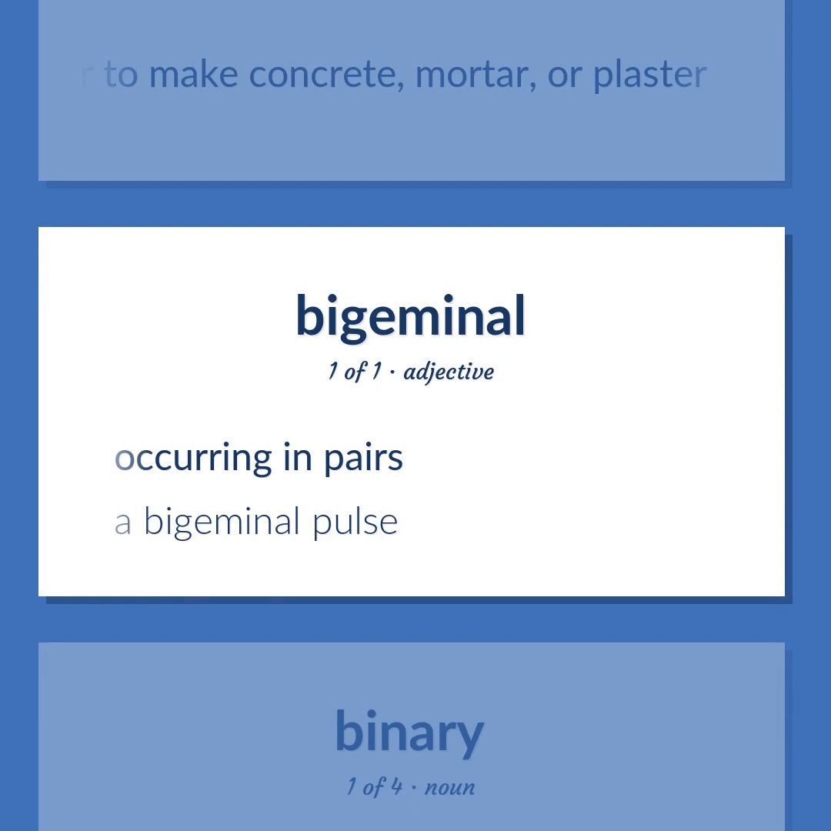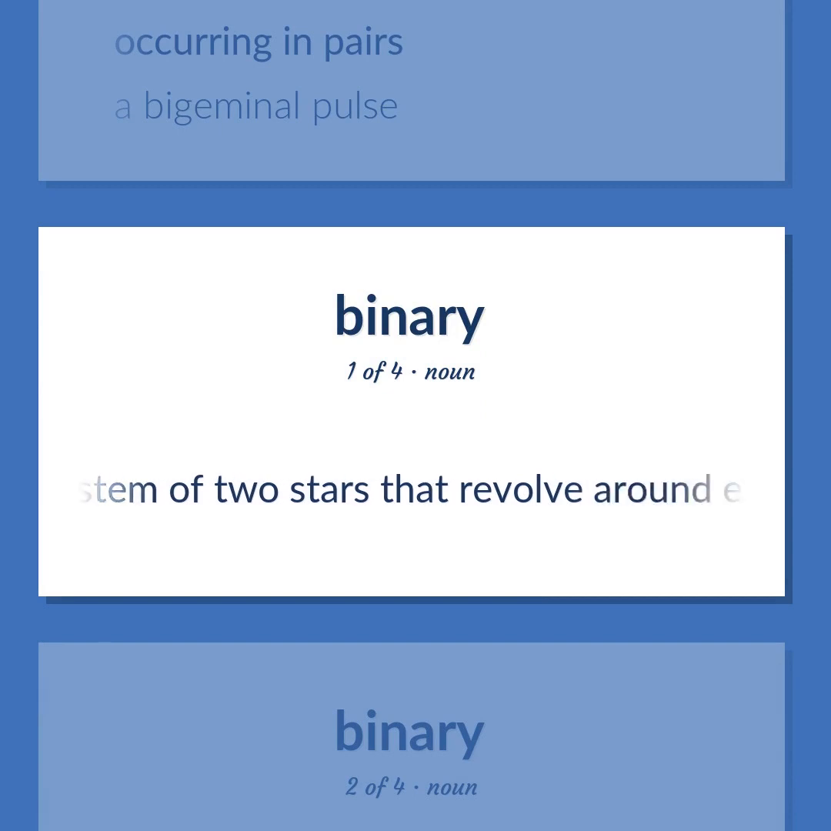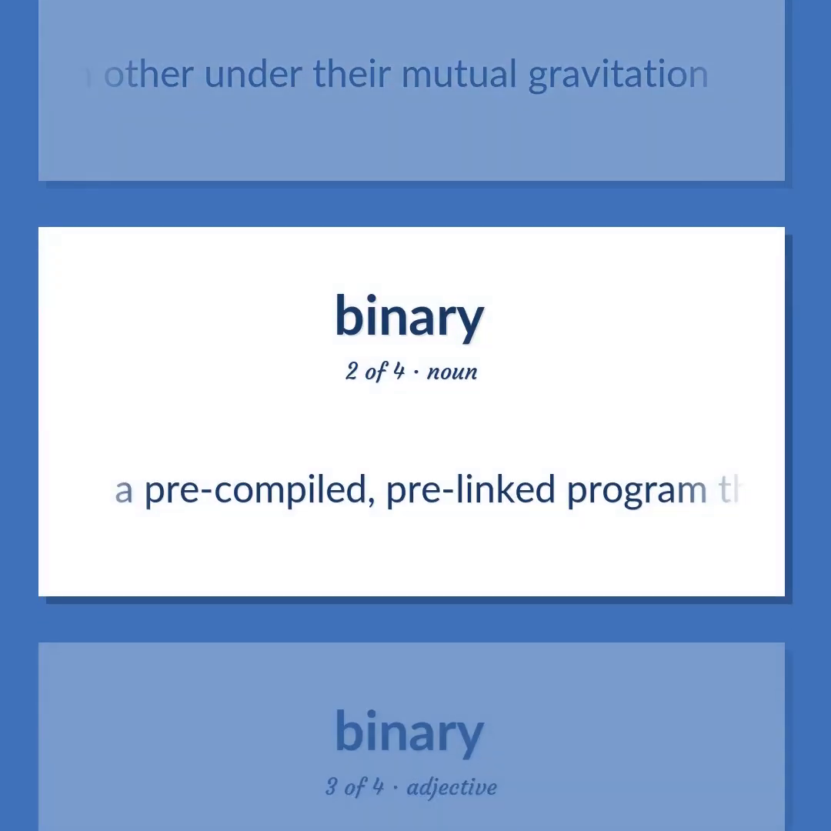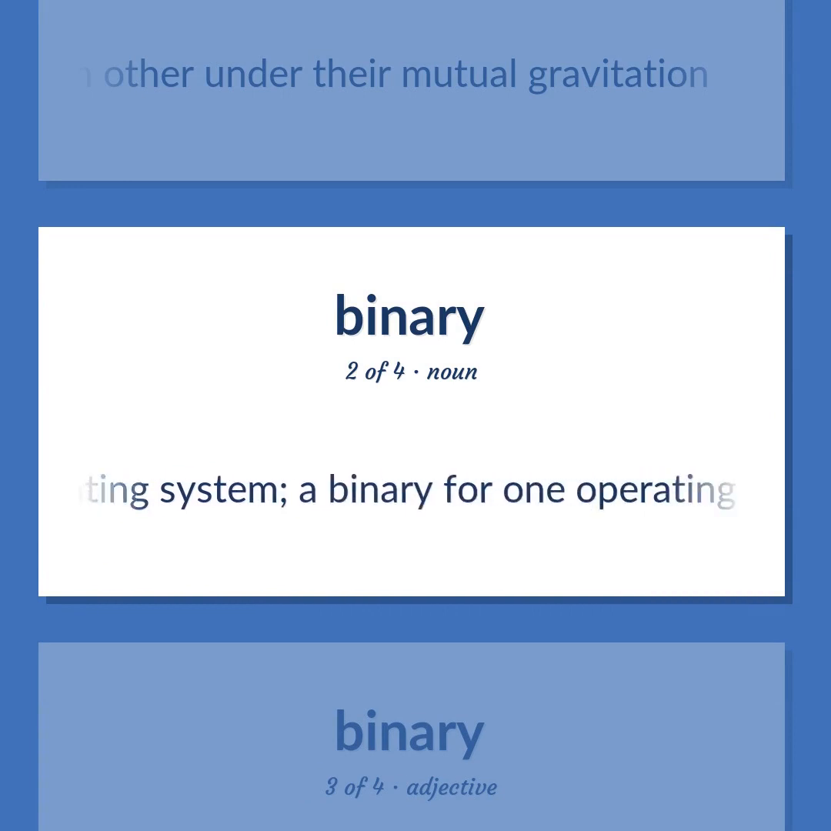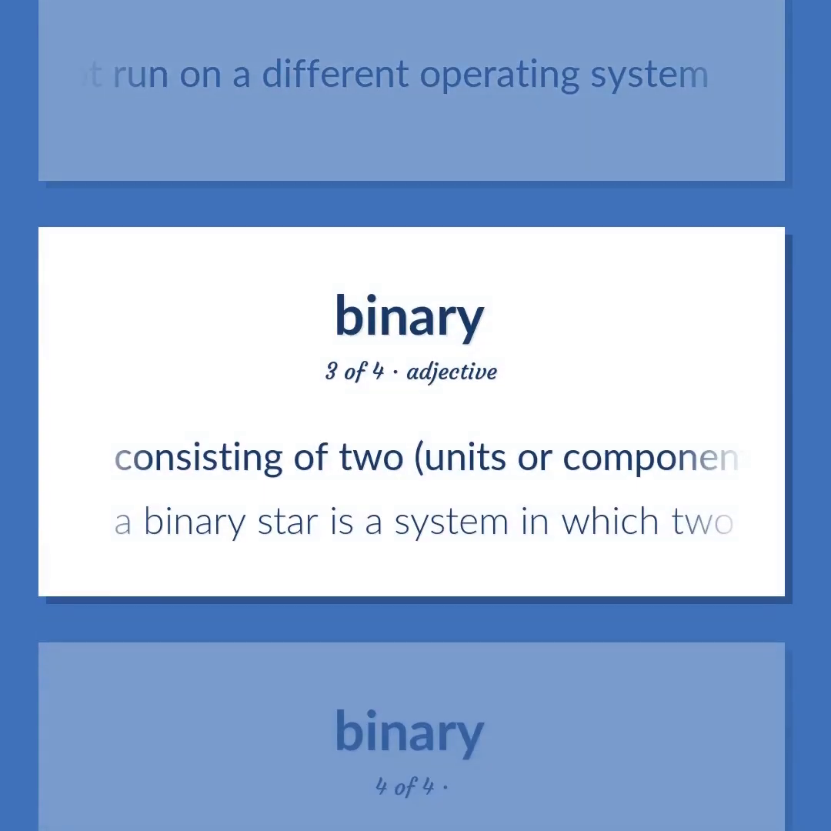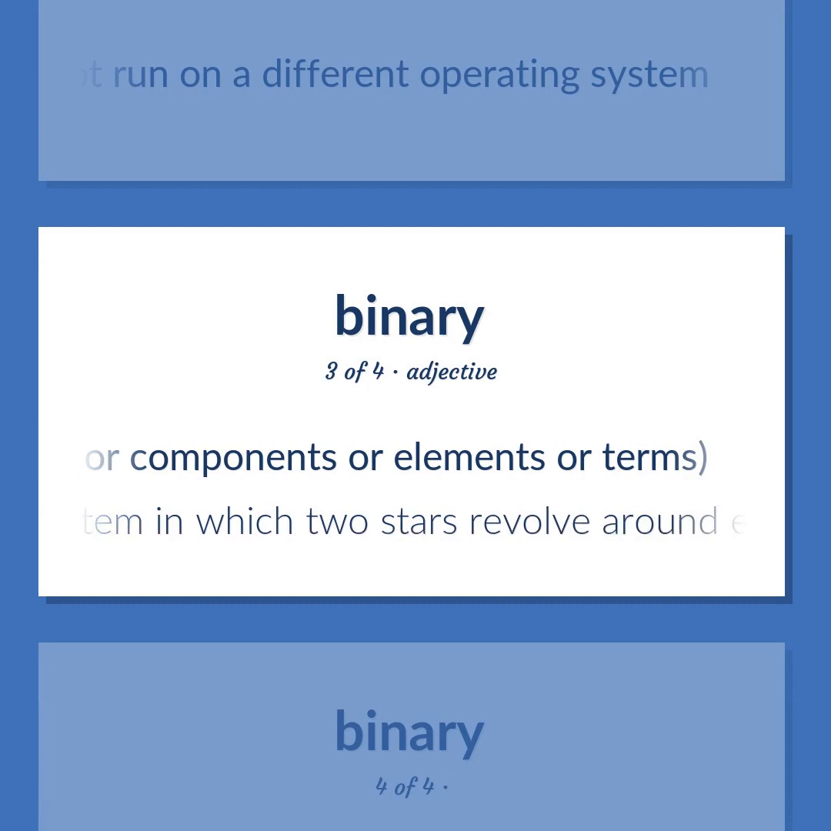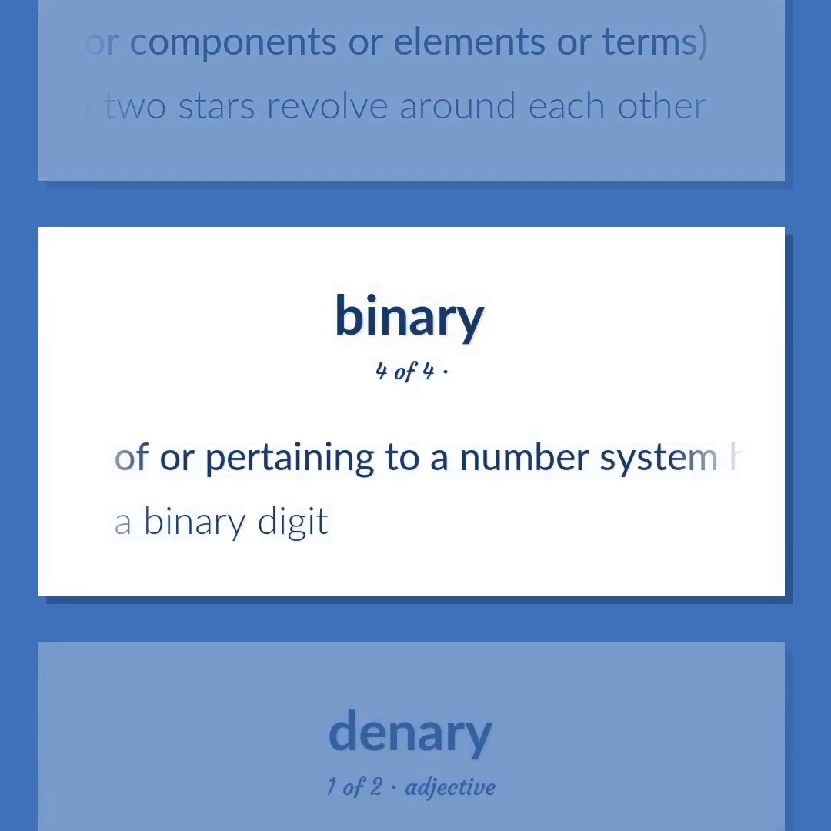Occurring in pairs. A bigeminal pulse. A system of 2 stars that revolve around each other under their mutual gravitation. A pre-compiled, pre-linked program that is ready to run under a given operating system. A binary for one operating system will not run on a different operating system. Consisting of 2 units or components or elements or terms. A binary star is a system in which 2 stars revolve around each other. Of or pertaining to a number system having 2 as its base. A binary digit.